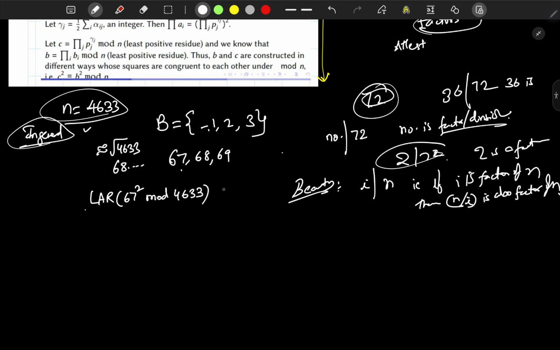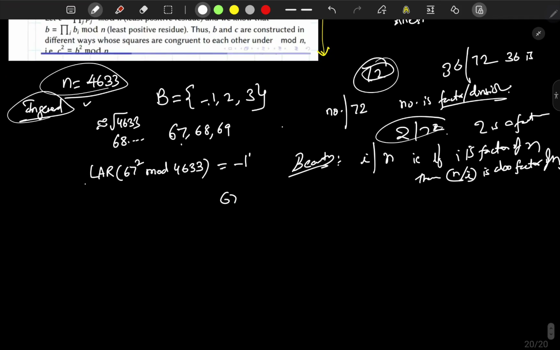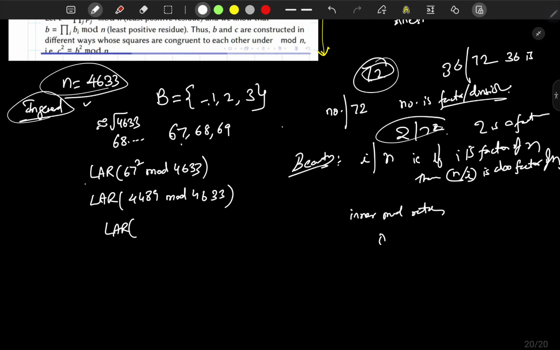How much? This value is something. Wait, let me calculate. LAR of 67 square mod 4633, so LAR of 4489 mod 4633. This number is less than the modulus, and I don't need to explain that again. If inner mod outer, and inner is less than outer, then I can write the answer is inner.